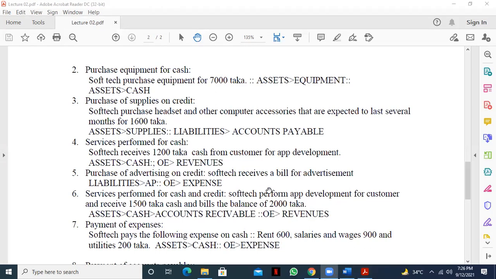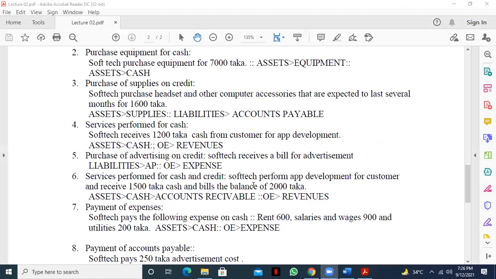Okay, after September 4 we'll go to 5, purchase of advertising on credit. Advertising on credit, and the amount will be 250 taka. There is a printing mistake, I didn't write the amount. ShopTech received a bill for advertisement of 250 taka.